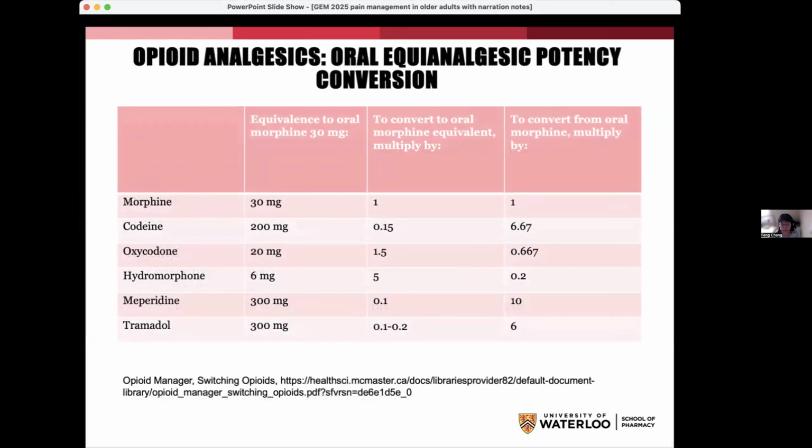So this is just a reference chart about converting opioids from morphine to morphine equivalent daily dose, depending on the drug that you want to switch them to.